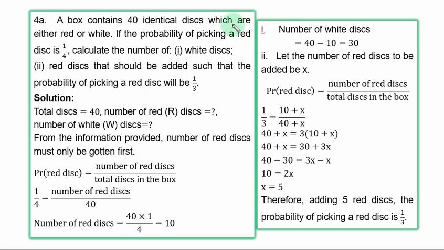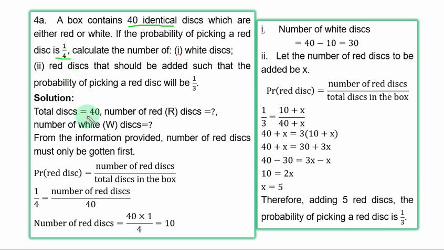Question 4a. A box contains 40 identical discs which are either red or white. If the probability of picking a red disc is 1 over 4, calculate the number of (i) white discs, (ii) red discs that should be added such that the probability of picking a red disc will be 1 over 3. Solution.